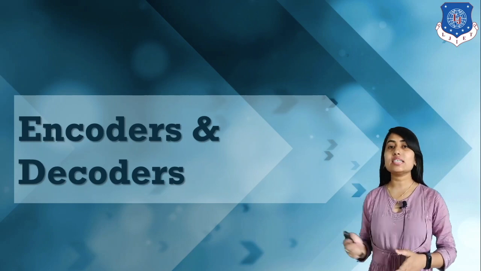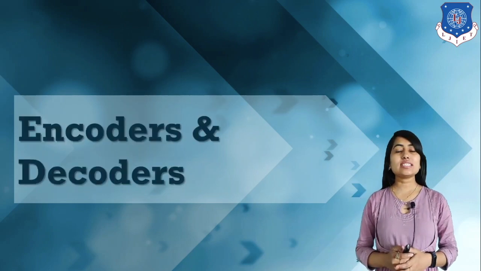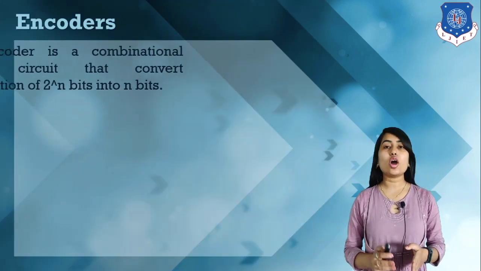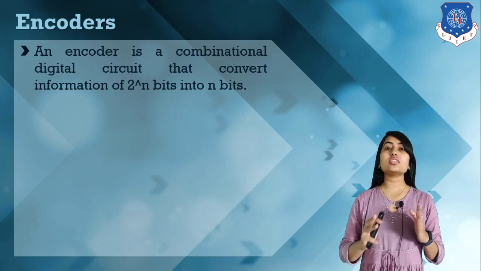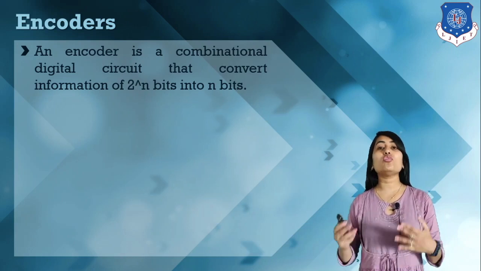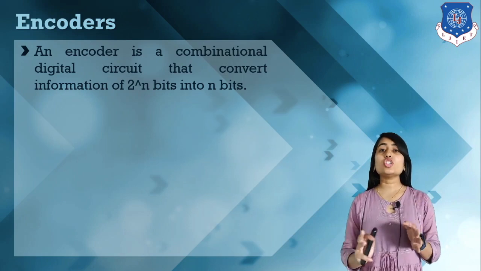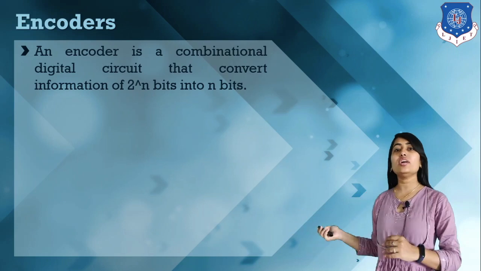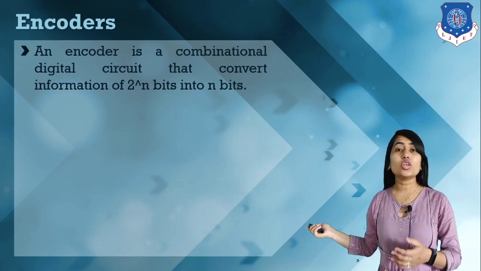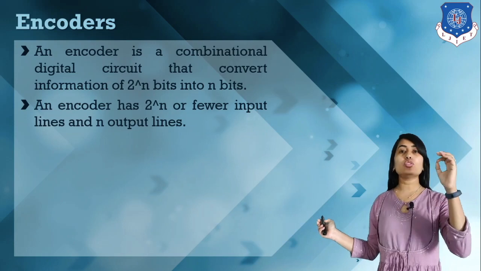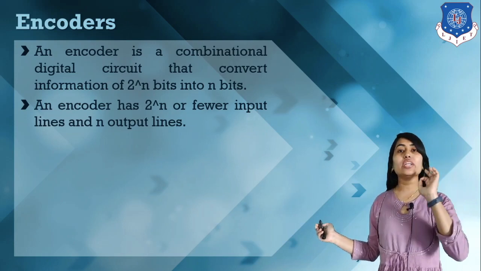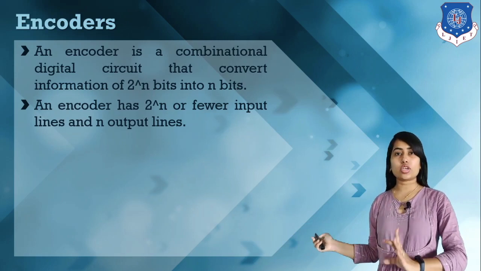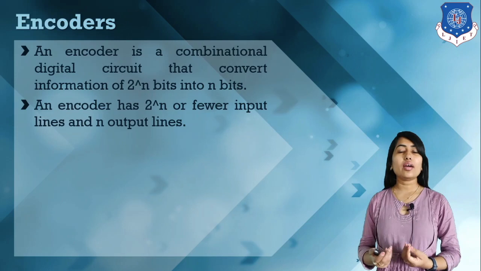Today we will discuss encoder and decoder. So let's start with the definition of encoder. An encoder is basically a combinational logic circuit which encodes our data of 2 raised to n inputs into n bits. So in an encoder we have a total of 2 raised to n inputs, and those 2 raised to n inputs are converted, or say encoded, into n output lines. So this is basically the encoder circuit.